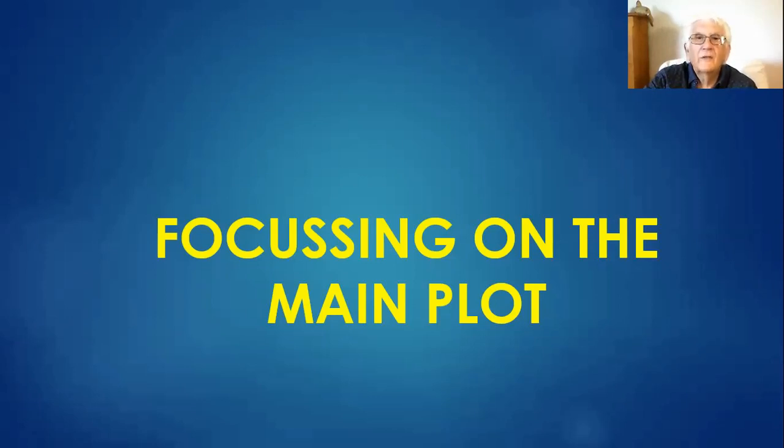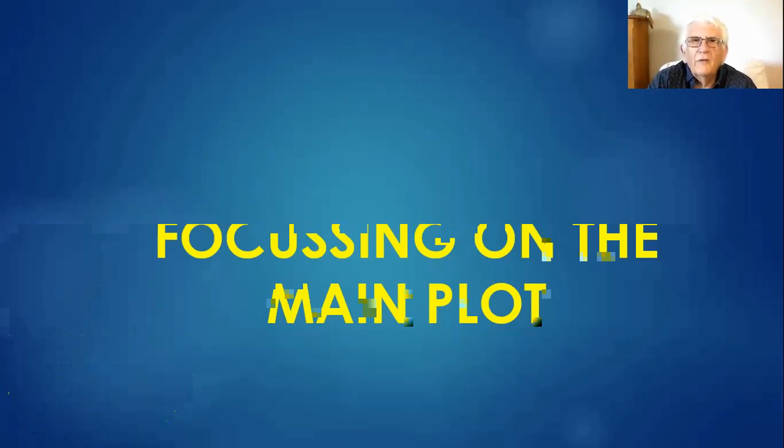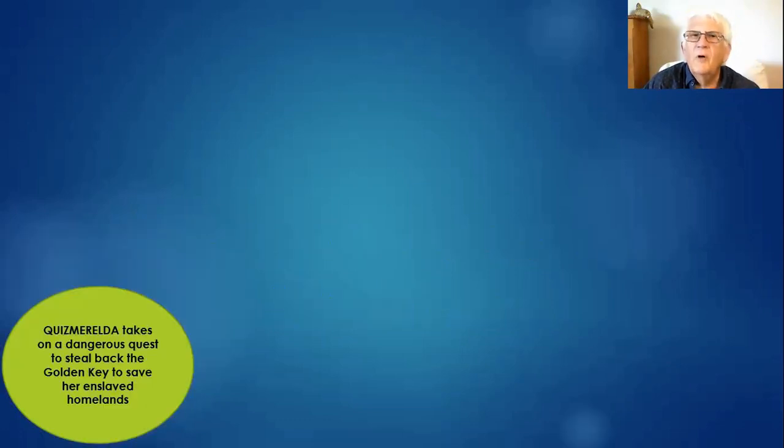So let's start on this silly story. We have the central character is Quizmerelda. Now, I have it on very good authority that in the entire history of literature, there has never before been a character called Quizmerelda, and I suspect there never will be again. Quizmerelda takes on a dangerous quest, there's our goal, to steal back the golden key to save her enslaved homelands. How does the golden key work to secure release of the homelands? I will carry that secret to my grave.